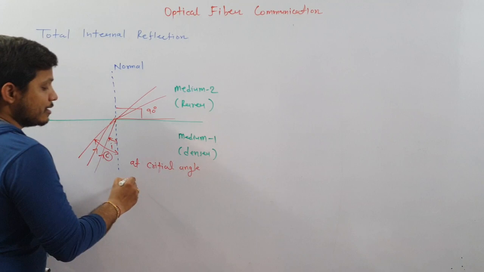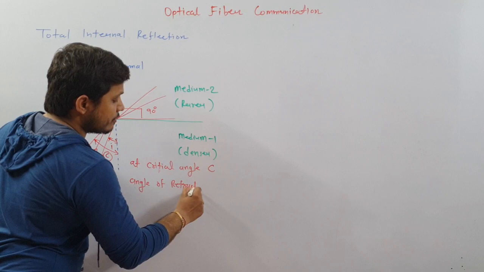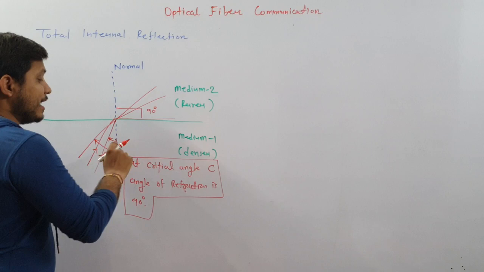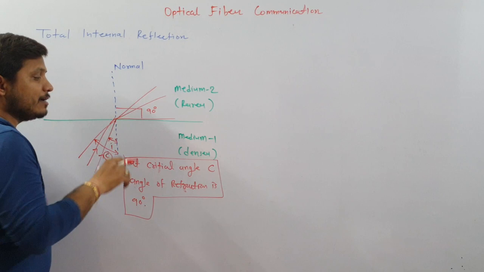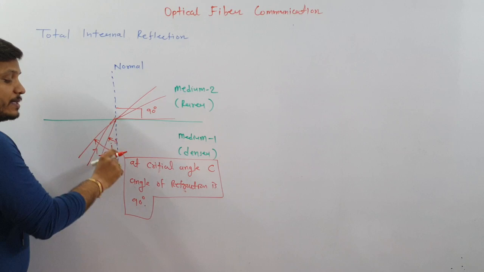So here at critical angle, the angle of refraction is 90 degrees. So when a ray enters from a denser medium to a rarer medium, the angle of refraction will be greater than the angle of incident. But at the critical angle, the angle of refraction gets to 90 degrees. That's why that angle of incident is called the critical angle.